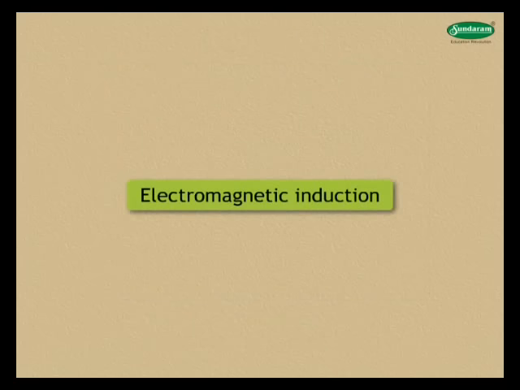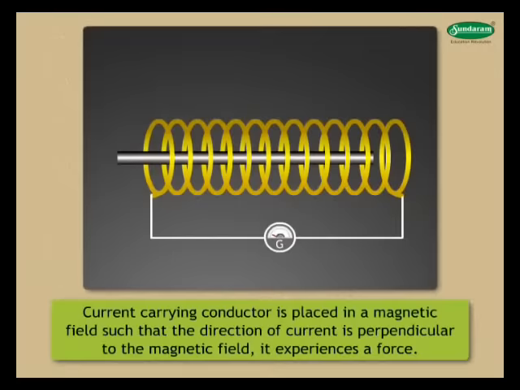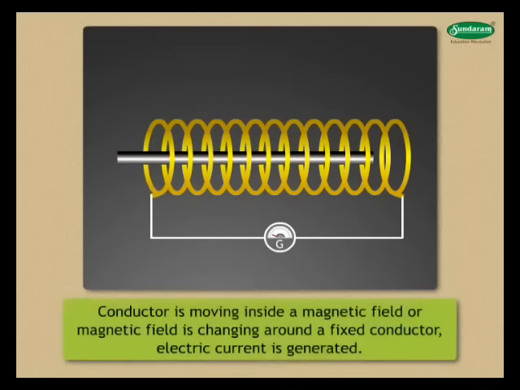Let us study what is meant by electromagnetic induction. When a current carrying conductor is placed in a magnetic field such that the direction of current is perpendicular to the magnetic field, it experiences a force. But if a conductor is moving inside a magnetic field or the magnetic field is changing around a fixed conductor, electric current is generated.